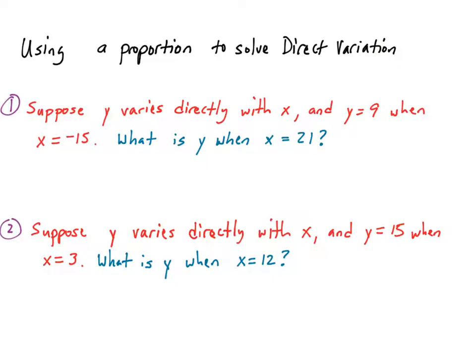So now we're going to use a proportion to solve direct variation. In this first problem, it says suppose y varies directly with x, and y equals 9 when x is negative 15. What is y when x equals 21?